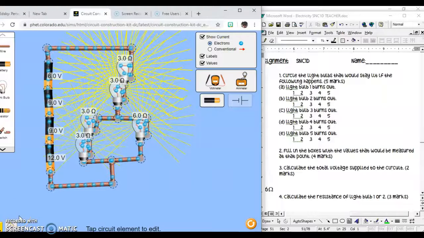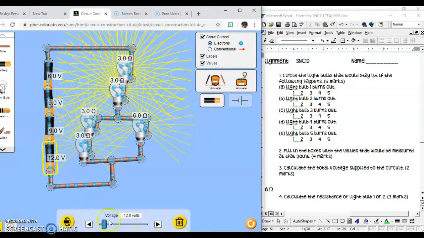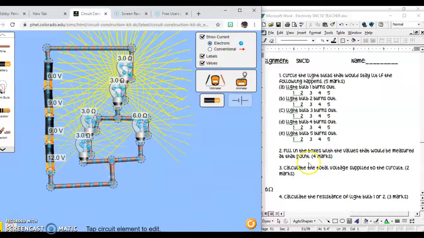Hey everyone, I thought I'd do a little follow-up from the circuits assignment from yesterday. I have the circuit already built, and if you haven't figured it out yet, you can actually change these values to make sure they match what is given in the assignment.